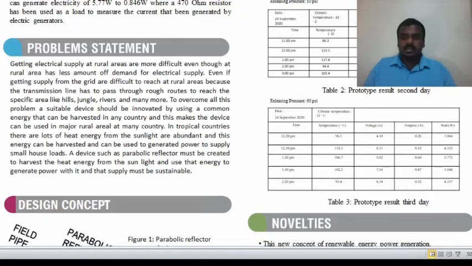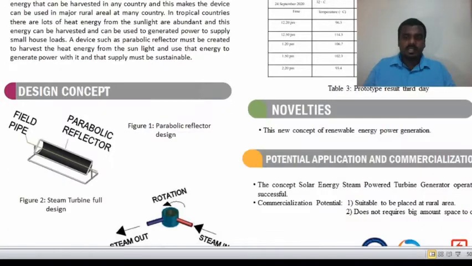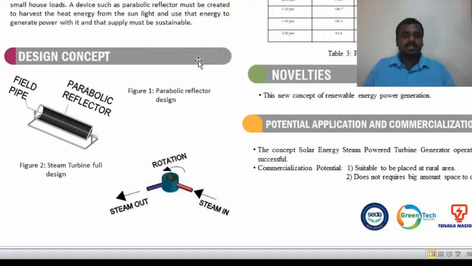Next, I will show the design of this project. We had to fabricate two main components for this project. One was the parabolic reflector, another was the steam turbine. This was our parabolic design. This is the reflector, and the middle one is the pipe.